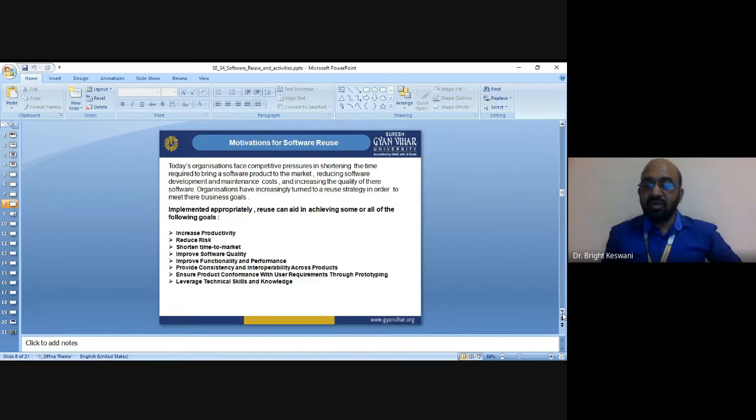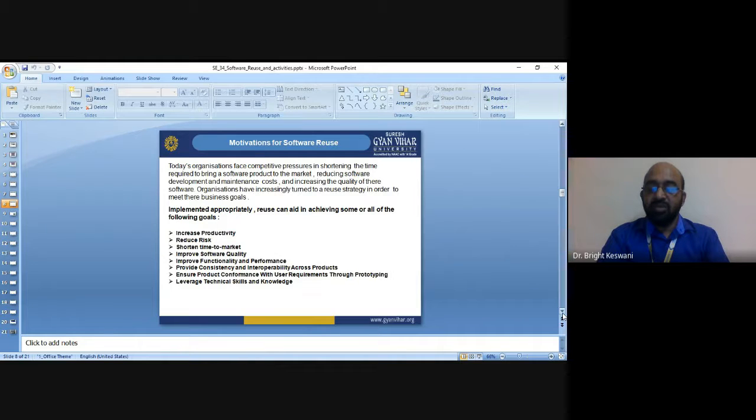There are several goals of software reuse, as listed here in this slide. It increases productivity, reduces risk, shortens time to market, improves software quality, improves functionality and performance, provides consistency and interoperability across products, ensures product conformance with user requirements through prototyping, and leverages technical skills and knowledge.